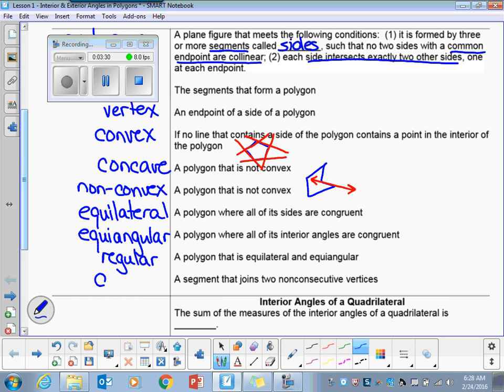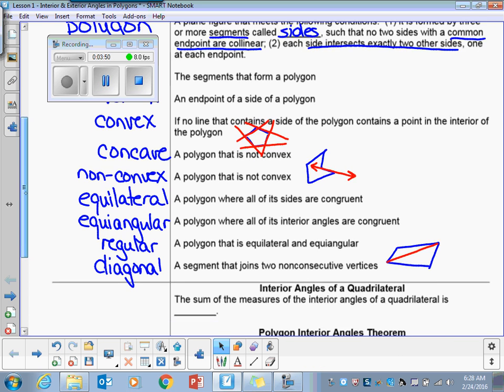And a diagonal is a segment that joins 2 non-consecutive vertices. So sketching a quick quadrilateral here, there's my diagonal: non-consecutive, not side by side, not connected by a side.